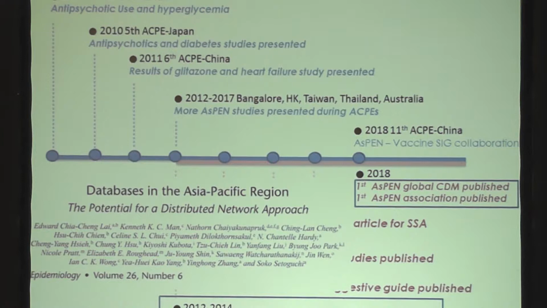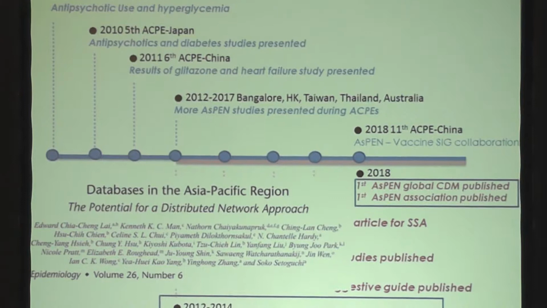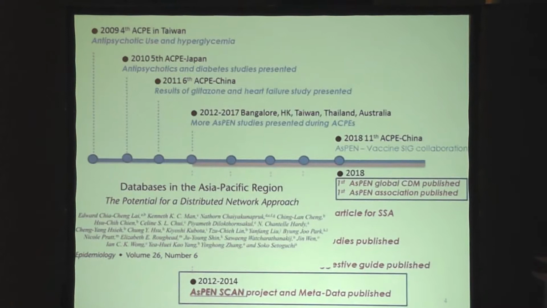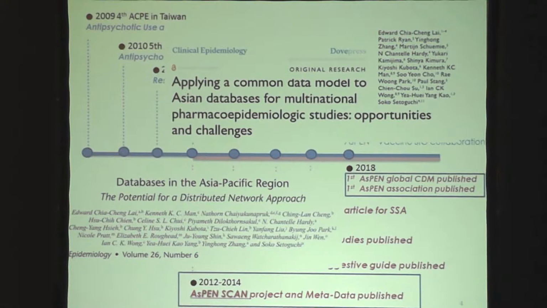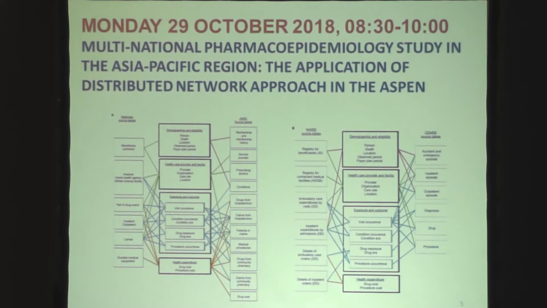So we started to collect information from each site about their databases so that we can better understand each other's database situation. And we executed the SCAN project in 2013, which mainly focused on conversion to the common data model. Finally, we completed the conversion to the common data model and published the data in Clinical Epidemiology in 2018. If you are interested in our common data model in Asia, please join us tomorrow morning. We are going to give you more detail.